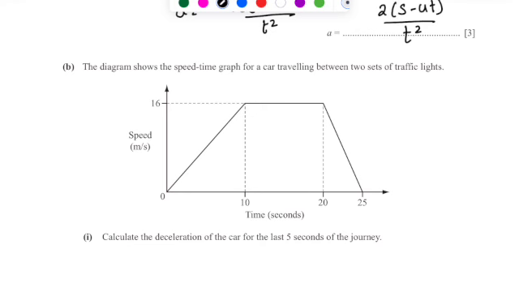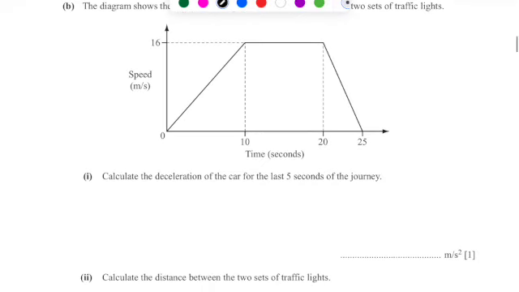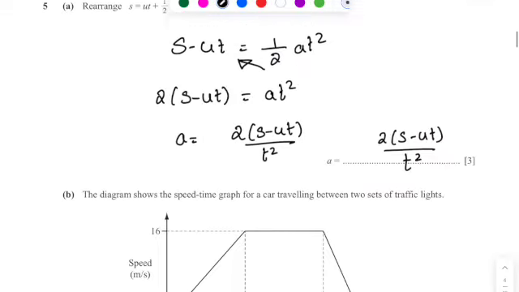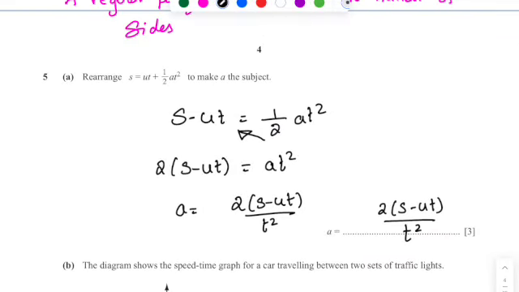The diagram shows a speed-time graph for a car traveling between two sets of traffic lights. Calculate the deceleration of the car for the first 5 seconds of the journey. He's asking us to calculate the deceleration for the first 5 seconds of the journey.